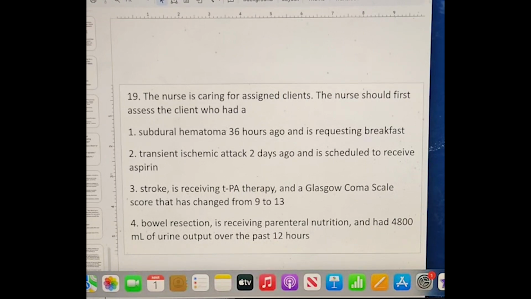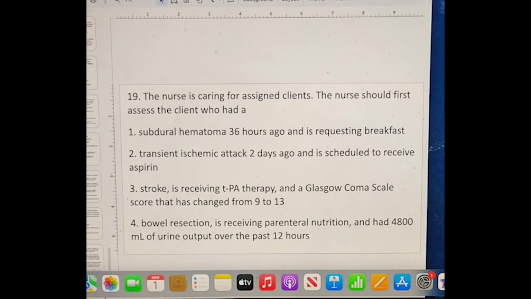Come on. Is it a subdural hematoma 36 hours ago and is requesting breakfast? A transient ischemic attack 2 days ago and is scheduled to receive aspirin? Is it a stroke, is receiving TPA therapy and a GCS score that has changed from 9 to 13? Or is it a bowel resection, is receiving parenteral nutrition and had 4,800 mLs of urine output over the past 12 hours?